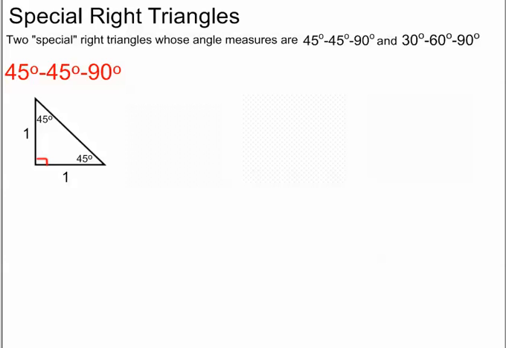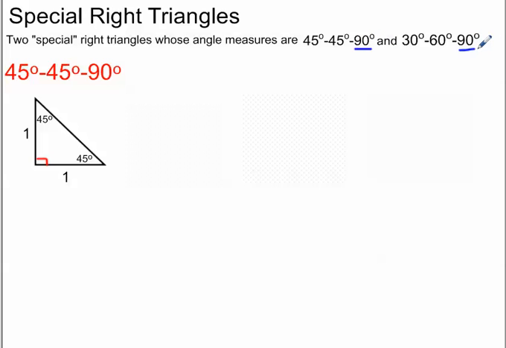It is Mrs. Kreider, and I am going to show you all about special right triangles today. There are two special right triangles. One is called a 45-45-90 and the other is called a 30-60-90. They're called that because those are the measures of the three angles. Of course, one is 90 because they are special right triangles after all.